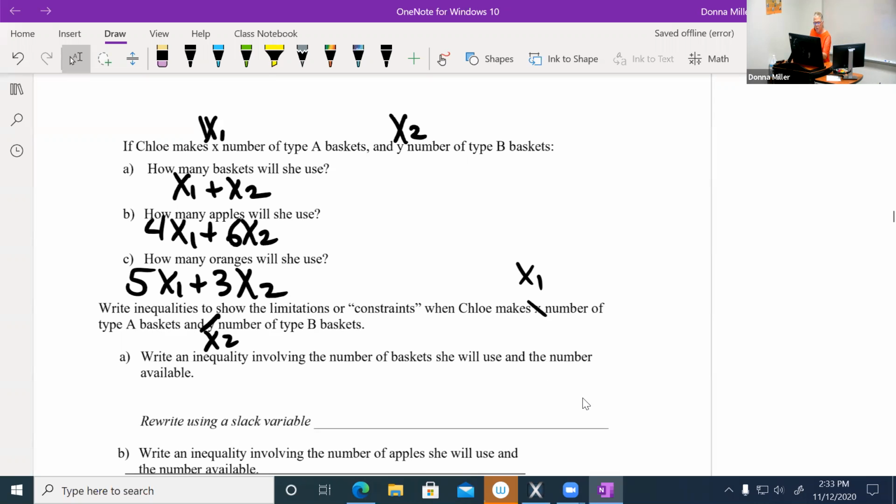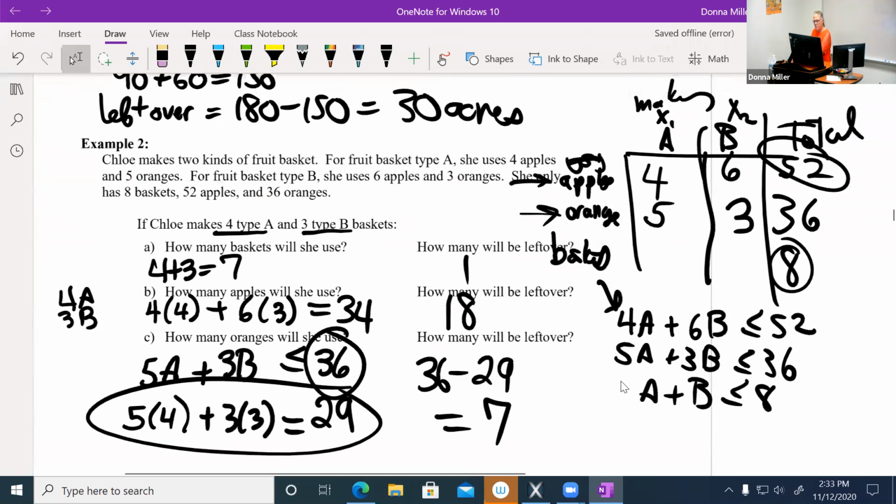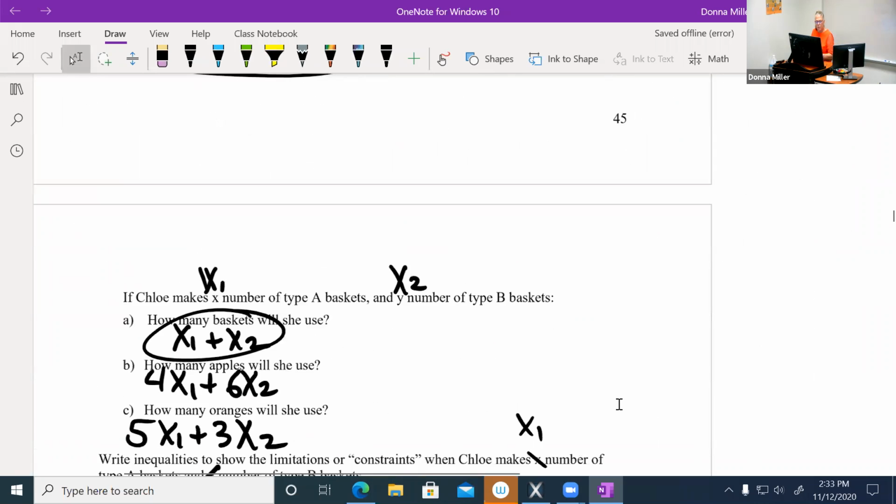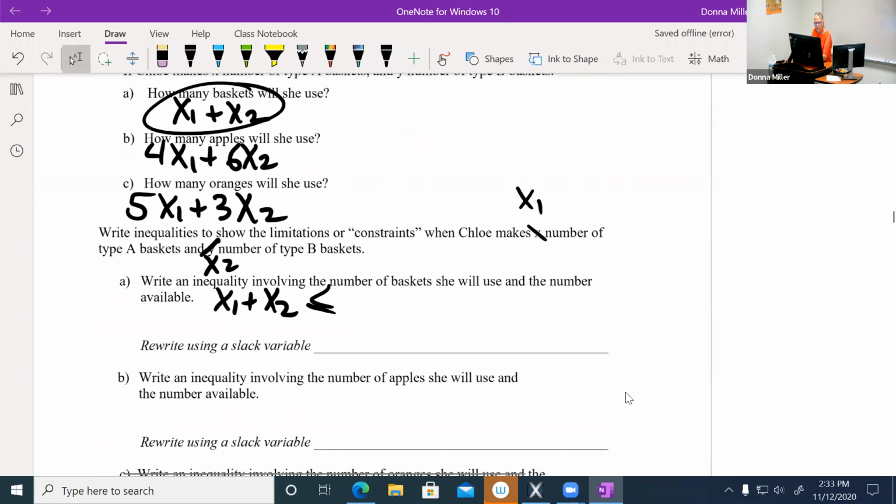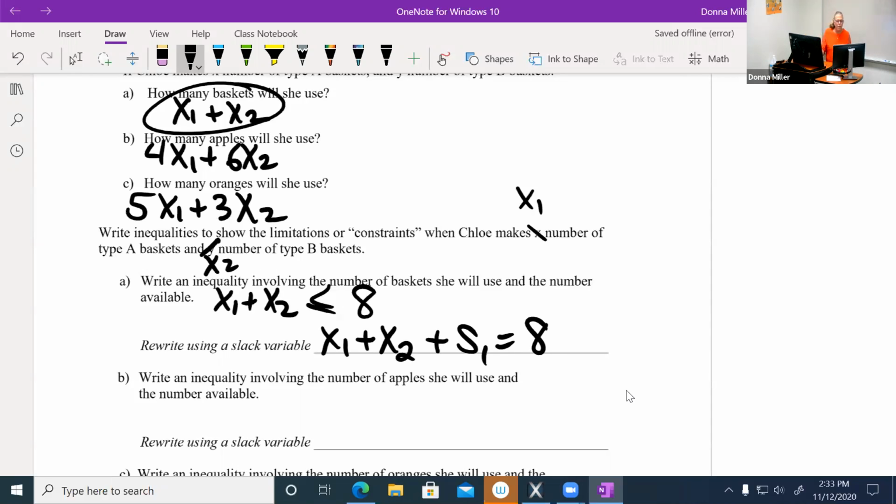So I know the number of baskets she's going to use is X1 plus X2, right? The total I have available, going over to this column, is 8. So that has to be less than or equal to 8. If I rewrite this with slack variables, I'd have X1 plus X2 plus a slack variable, I'll call it S1, equals 8. What does S1 represent? Leftover baskets, right? The baskets I have left over.